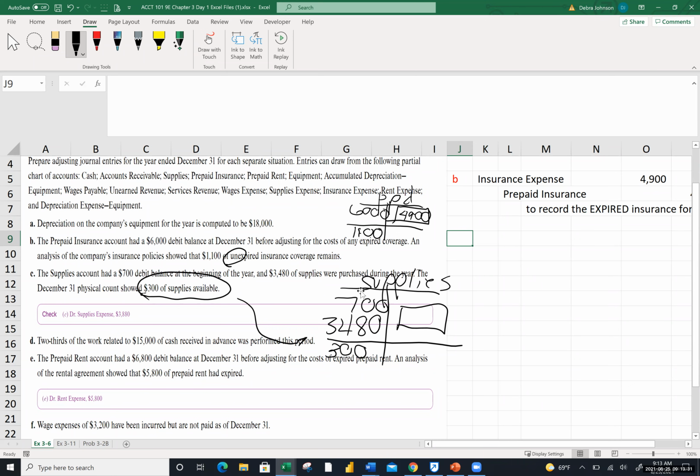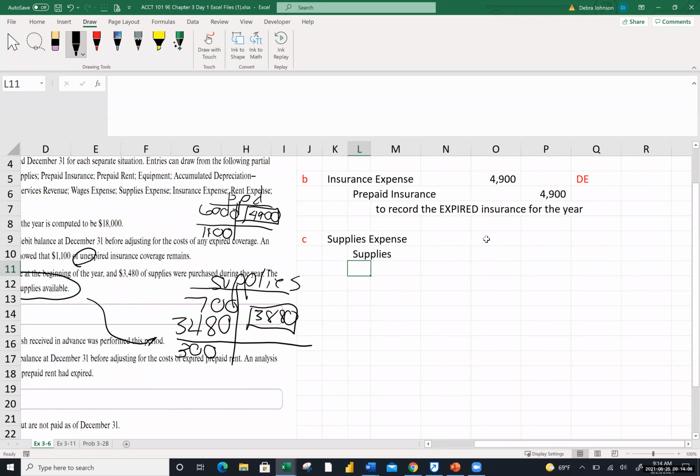Okay, so how do you do that? I've got my calculator here. You're going to subtotal the supplies: 700 plus 3,480. On my calculator, I get 4,180. And of that amount, 300 is still left. So you guys check me. When I do the math, I get 3,880 as the amount of supplies used up. So we know how to do that one. We did it last semester. Supplies expense, and the asset account supplies is going to go down by 3,880.